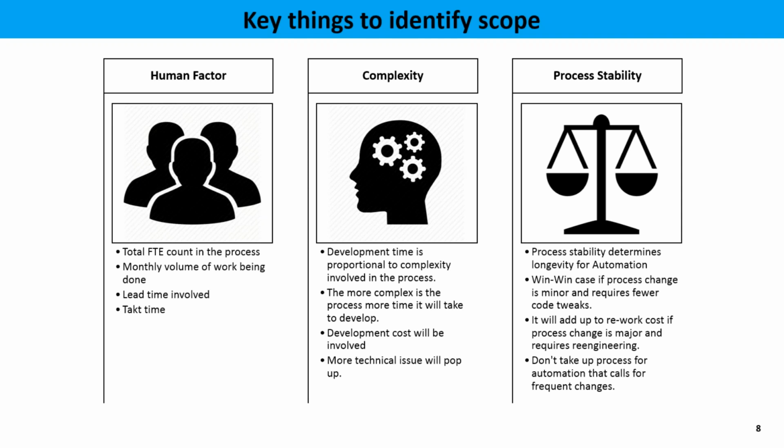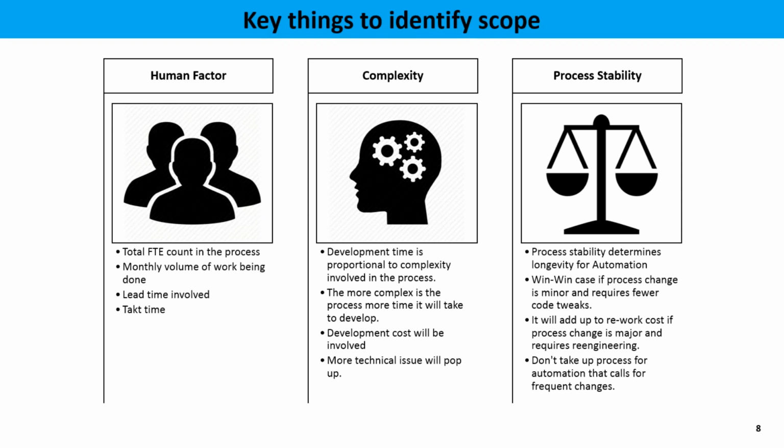Correct? So now we have some factors that we have to define and work on. This is the question for the people who want to work as a solution architect, because they are the ones responsible. They are the only person who has the right to decide whether we can automate a process or not, or whether these kinds of things can be done by automation. For that only, we have the key things to identify scope.